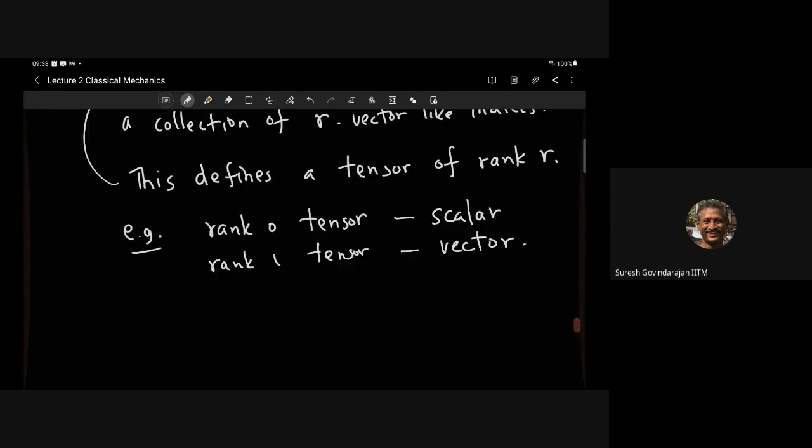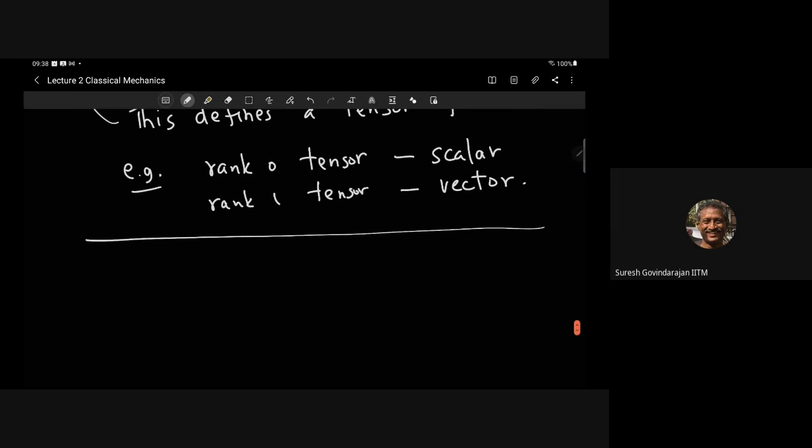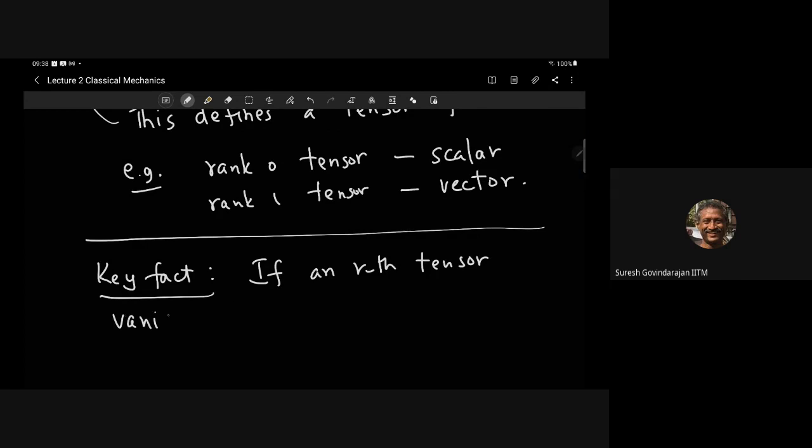So again, key fact. If an rth rank tensor vanishes in one frame, it vanishes in all frames.